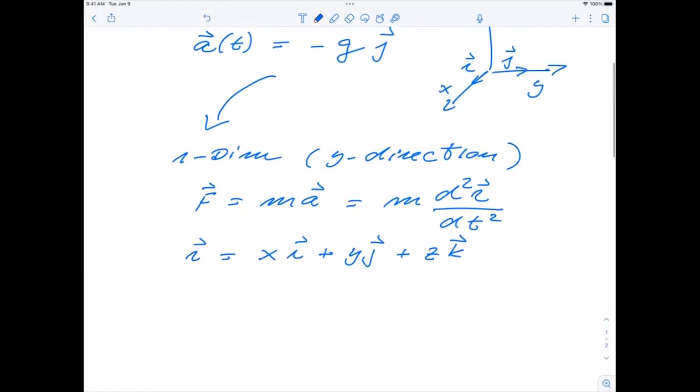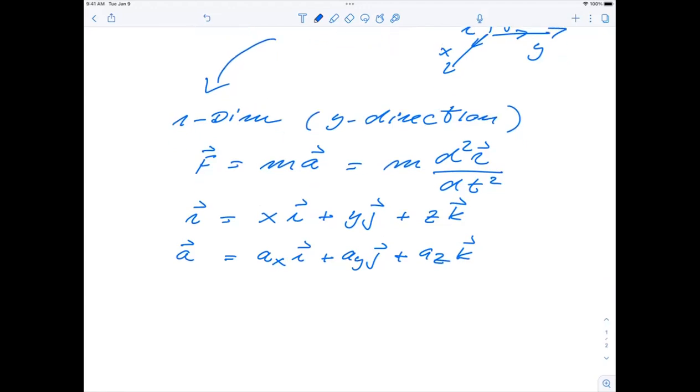So that means that the acceleration in this specific case would also be given by a component in the x direction times the unit vector, and a component in the y direction times the unit vector, plus a component in the z direction times the unit vector in the z direction. This is just to set up the kind of notation which we're going to use.